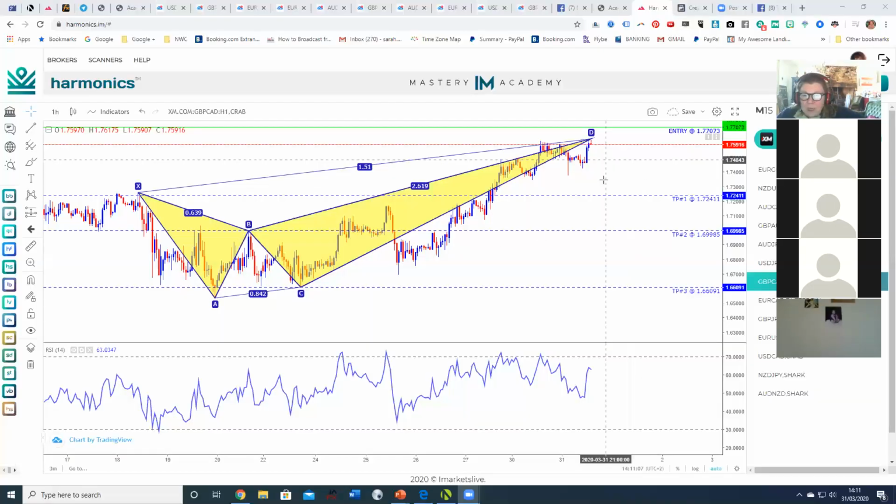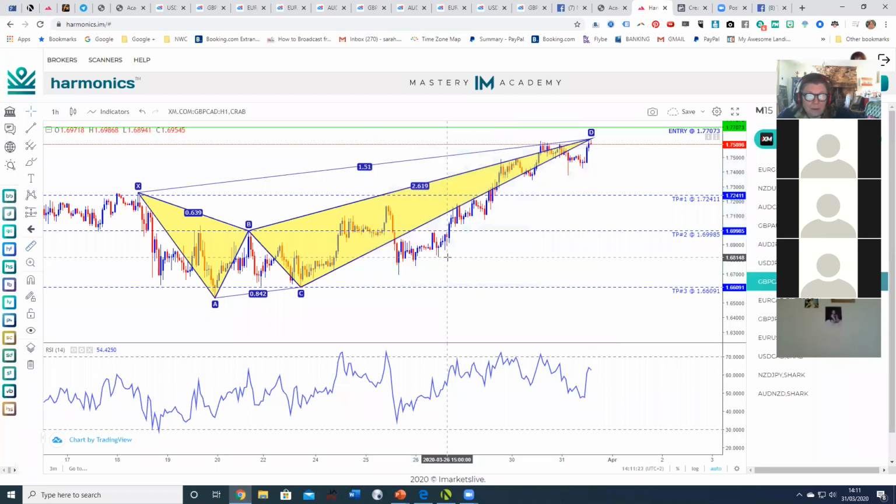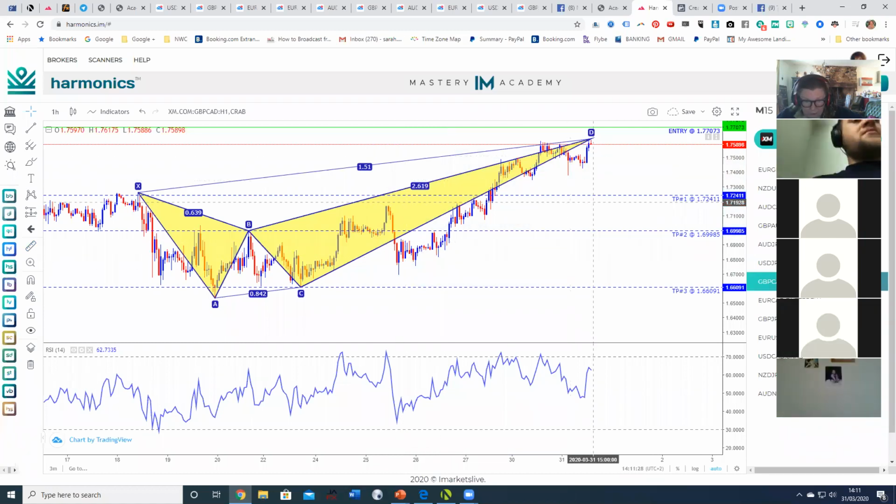New scan on GCAD, massive scan, so we were looking at that together. So that C to D leg makes a very strong scan of over 1,000 pips. As we know, GCAD can be a very wild pair. Anyway, you do usually have to have a big stop loss on it.